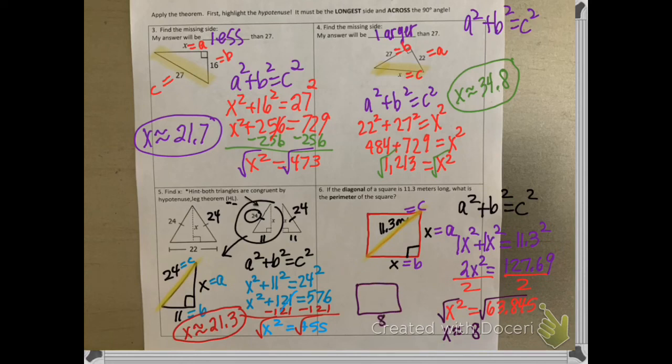So all 4 sides of the square would be 8 units. So if I have to find perimeter, you're just adding all 4 of these together. 8 plus 8 plus 8 plus 8, or in other words, 4 times 8, which is 32. So my final answer, the perimeter, would be 32 meters, since the units were meters. So 32 meters.